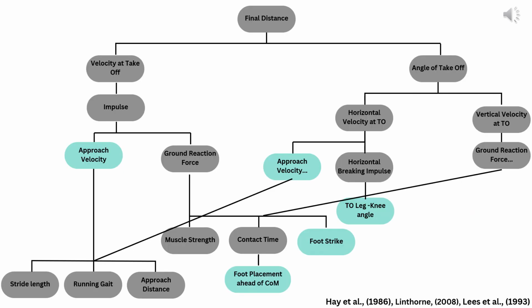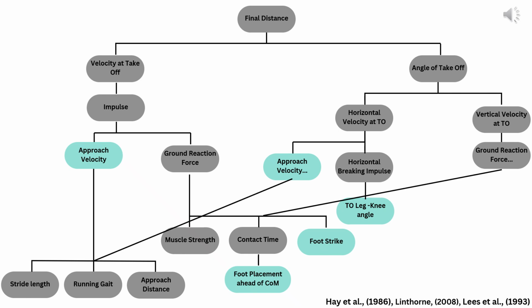Alrighty, so when it comes to running long jump, there are a number of critical features that will influence the total distance. But a concept echoed throughout the literature by authors such as Hay, Linthorne, and Lees, whose papers we'll discuss later, is that the most important variables are horizontal velocity at takeoff and vertical velocity at takeoff. Now, you can see here the features I've chosen to analyze are in blue, and they are based off these variables of horizontal and vertical velocity at takeoff.